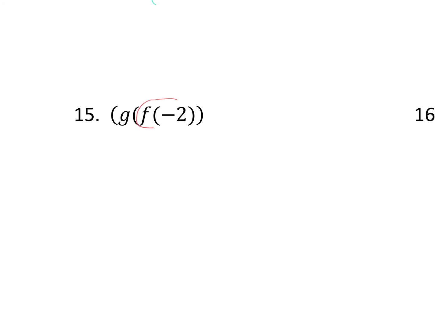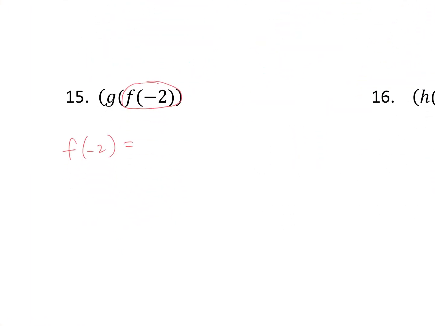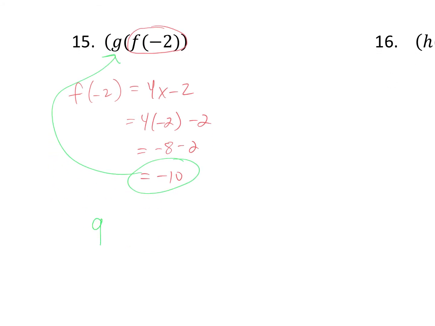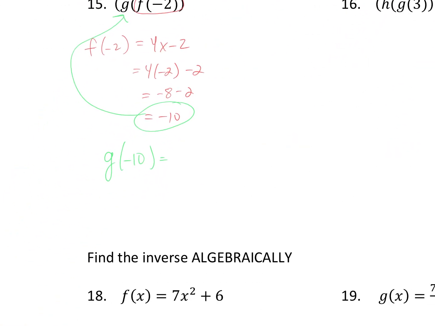So the first thing I'm going to do is I'm going to find f of negative 2. Well, what is my f function? 4x minus 2. Okay. So I'm going to replace the x with a negative 2. So I have 4 times negative 2 minus 2. What's 4 times negative 2? Negative 8 minus 2 is negative 10. Now I'm going to take negative 10 and do what? Plug it into g. So I'm going to find g of negative 10. What's the g function? 5 minus x squared.